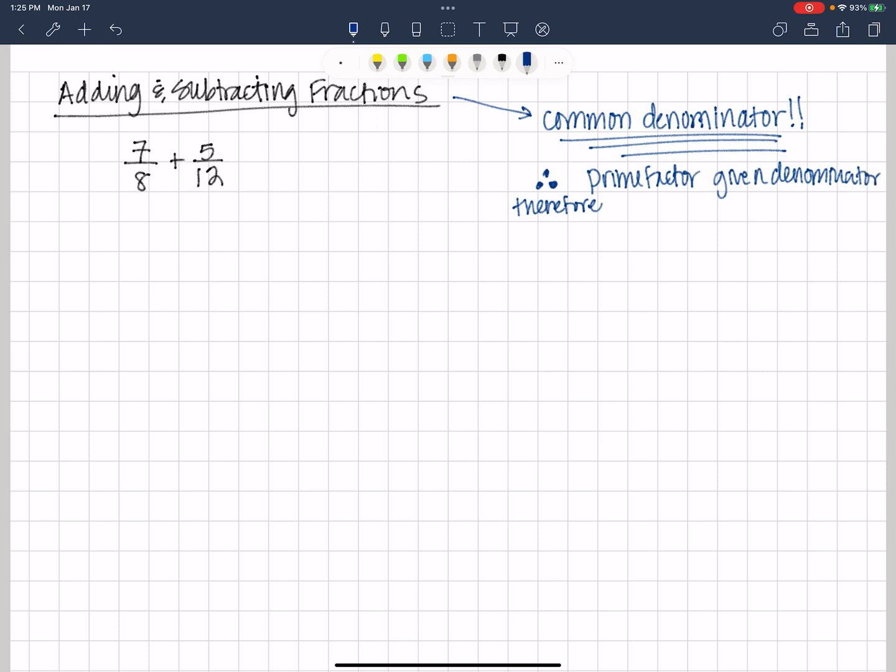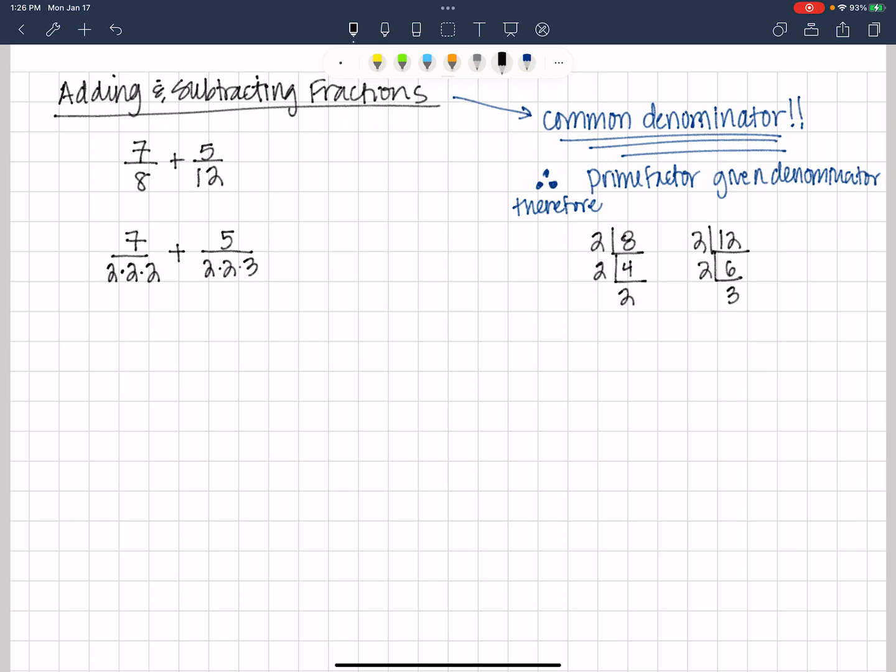So 7/8 is going to become, we're going to come off to the side here. 2 goes into 8 4 times. 2 goes into 4 2 times. 7/8 is 7 over 2 times 2 times 2. Plus 5/12. 12 is going to prime factor. 2 goes into 12 6 times. 2 goes into 6 3 times. And we have 2 times 2 times 3.